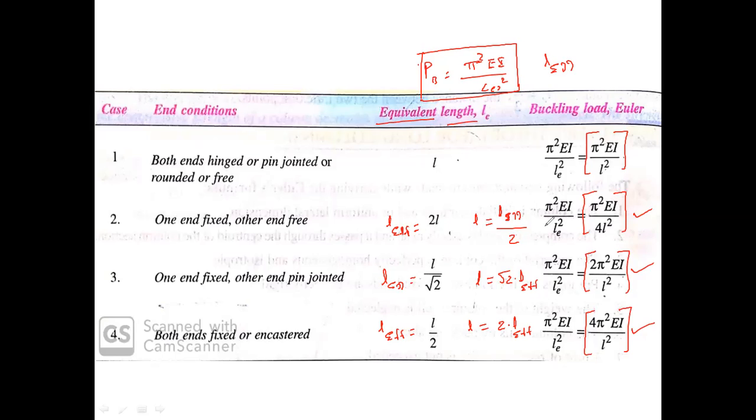So, substitute L effective as 2L, you will get this value. Substitute your L effective as L by root 2, you will get this value. Substitute your L effective as L by 2, you will get this value. Understand? So, either way you can get. So this is the buckling load based on Euler's condition. Clear? Understand?